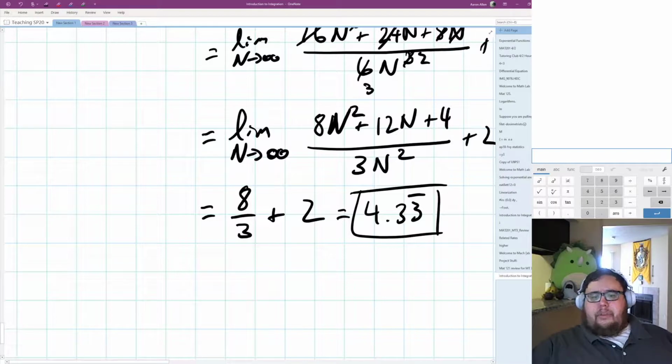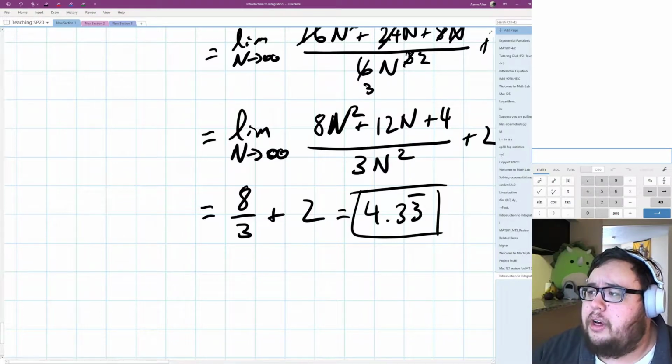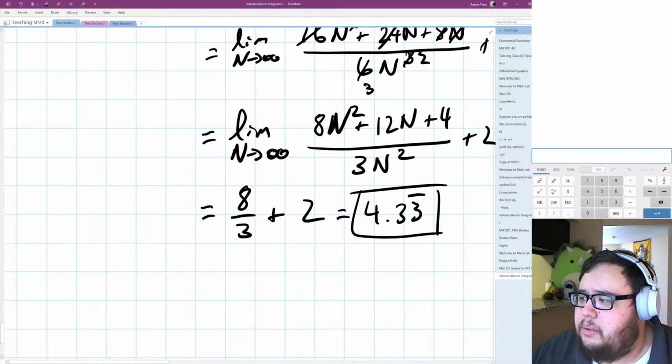So before I let you guys go, I want to give you just a handful of formulas that are really important for sums. That'll be important for actually evaluating the Riemann integral exercises that I'll give you. So let's see here.